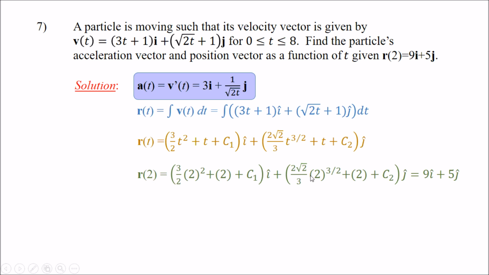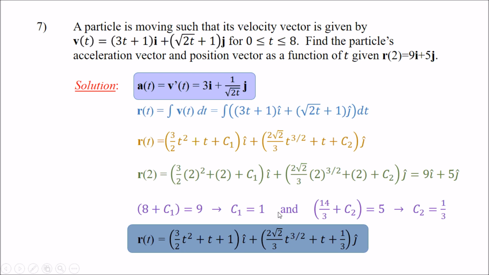Plugging in 2 for t and setting it equal to the given 9i plus 5j, I'm going to equate the horizontal component with the horizontal component over here of what was known at time 2. And I'll do the same for the vertical components. So when I clean up the horizontal component over here, I get 8 plus c sub 1. I'm setting it equal to 9. And that tells me c sub 1 should be 1. And when I clean up the vertical component, I get 14 thirds plus c sub 2, and that should equal 5. So c sub 2 equals 1/3.